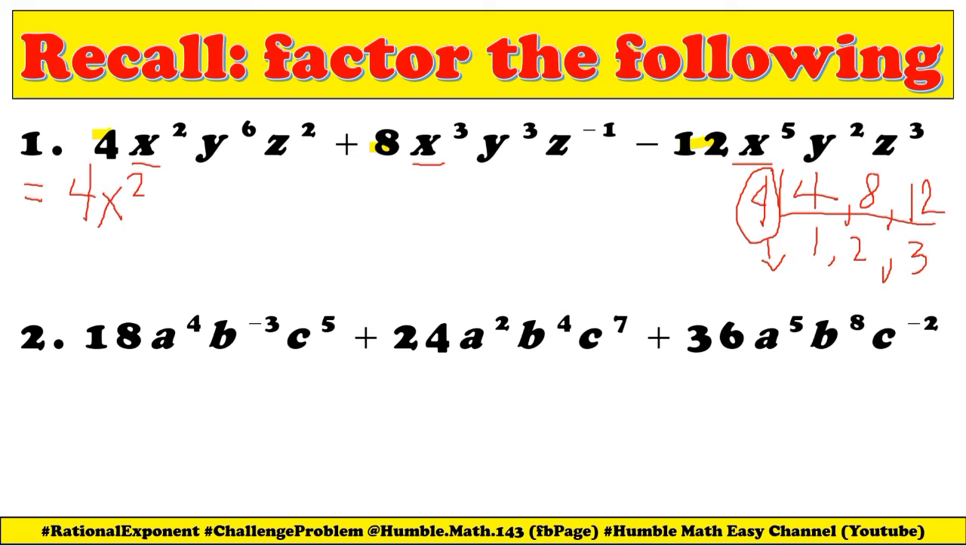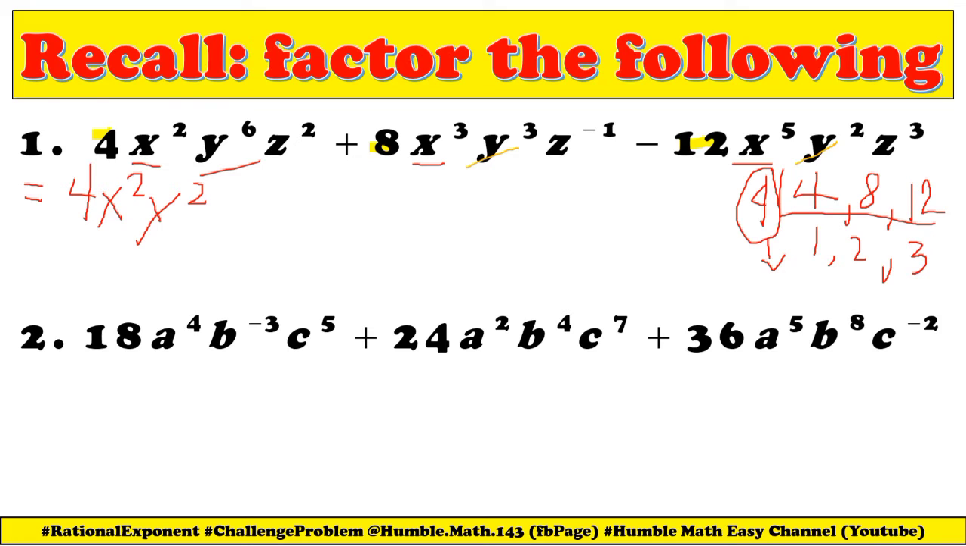Then for the variable y, we have here y raised to 6, y raised to 3, and y squared. Among the exponents of y, y squared is the lowest exponent. So all we have to do is get the common factor, the GCF of the variable y. Its GCF is y squared.